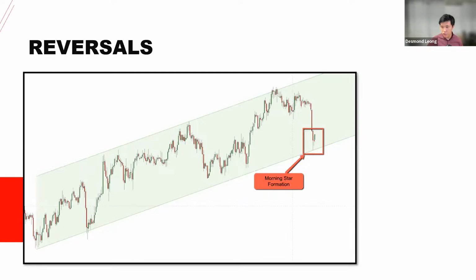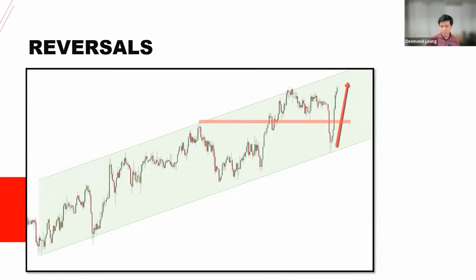Price drops all the way to here and it forms a morning star formation. A morning star formation means there's a bearish candle, a nice little star, and then a bullish candle. So a morning star formation formed right at the trend line, the channel support. This is a very good indication of a possible bounce. You can see from here that price did start to bounce up very nicely.